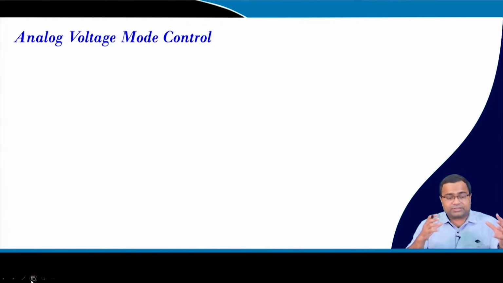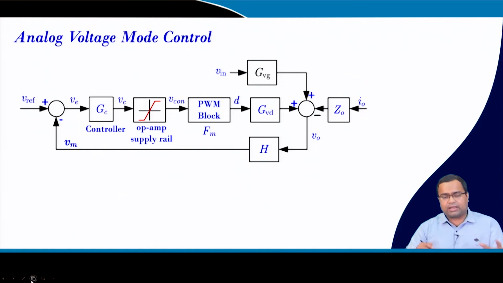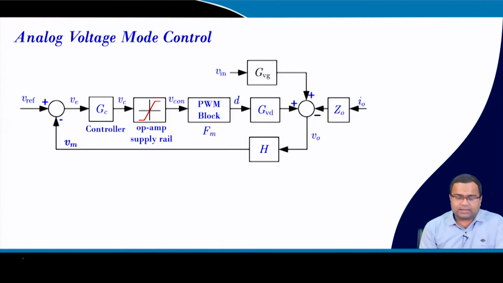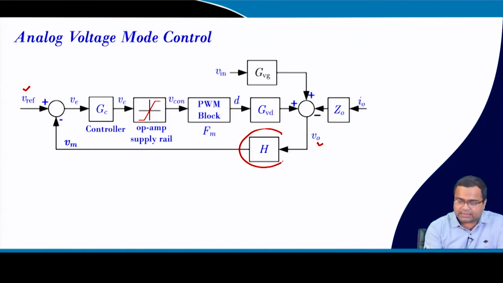We will start with analog voltage mode control, which we have already discussed. We have a reference voltage and we are trying to design a voltage regulator. This is my actual output voltage and this is a sensor, which typically could be a resistive divider. Then this is the sense voltage, then the error voltage, and then this is the output of the controller.